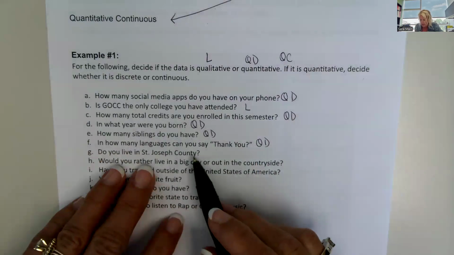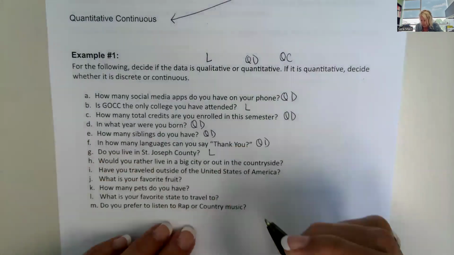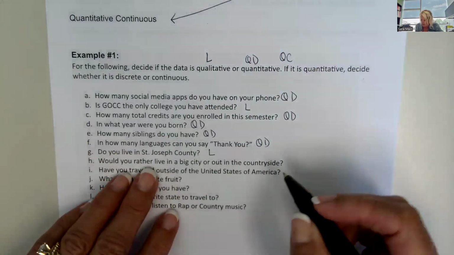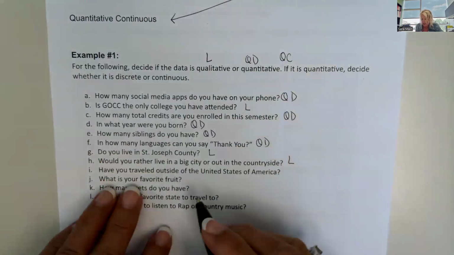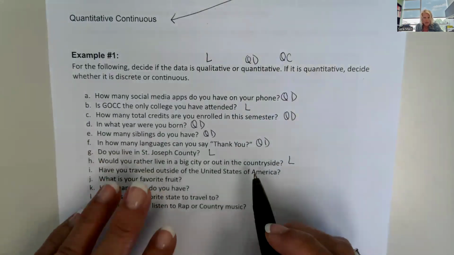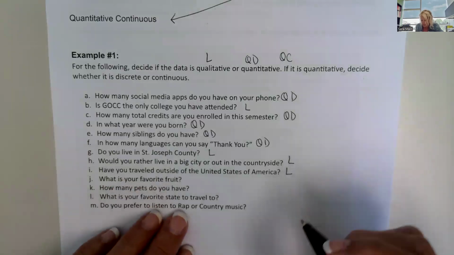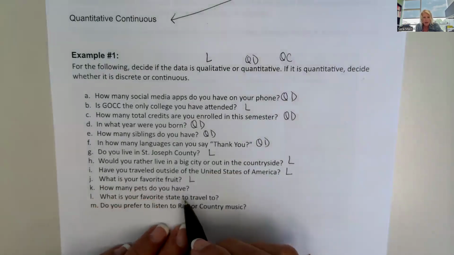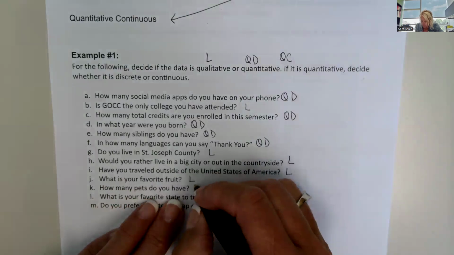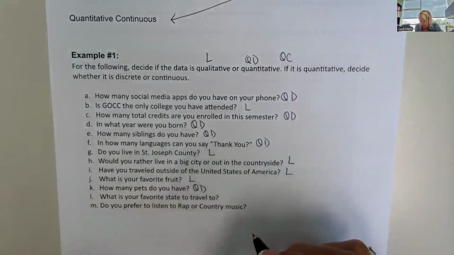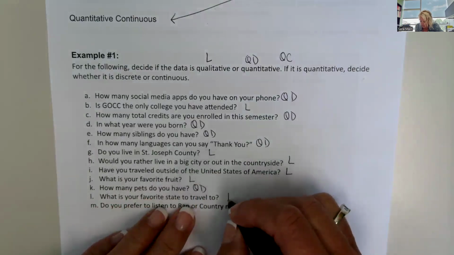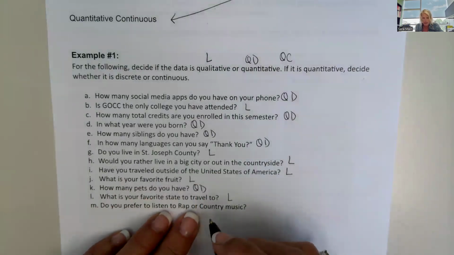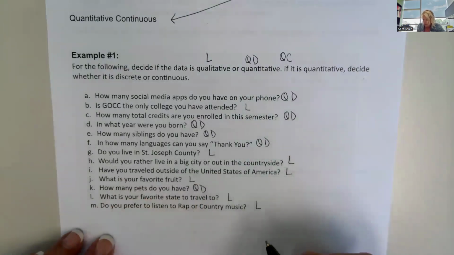Do you live in St. Joe County? That's a yes or no. That's qualitative. Would you rather live in a big city or out in the countryside? That is categories, so that is qualitative. Have you traveled outside of the United States of America? That is also qualitative. That's a yes or no. What is your favorite fruit? Qualitative. How many pets do you have? That is going to be quantitative discrete. They're countable. What is your favorite state to travel to? That is going to be qualitative. And do you prefer to listen to rap or country music? That is going to be qualitative.